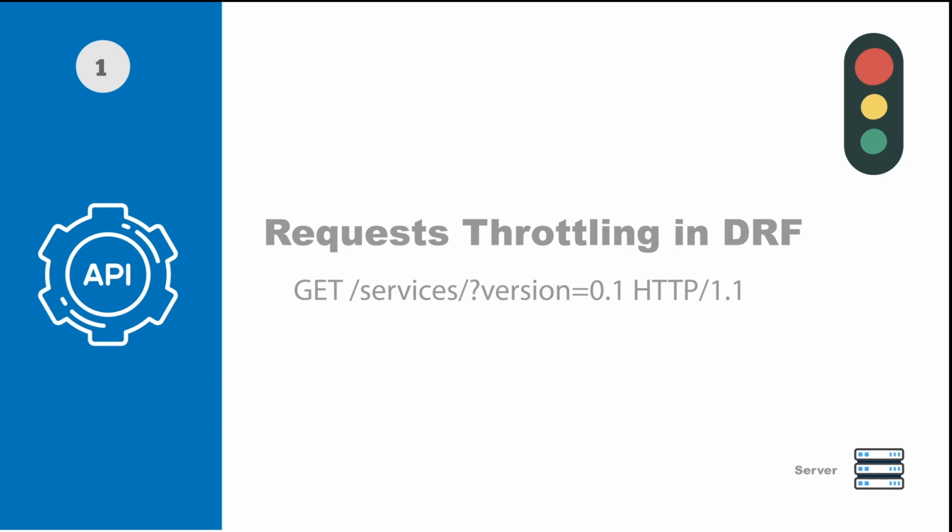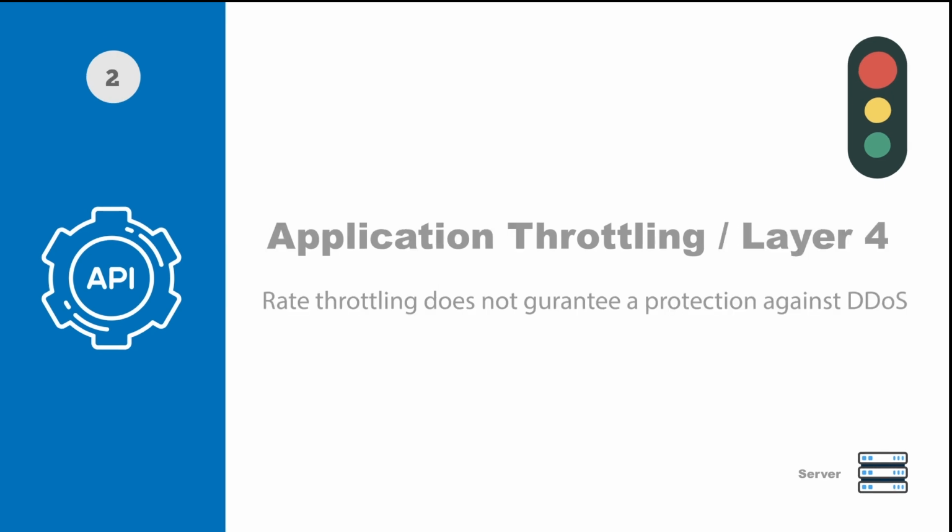Simply put, throttling works the same as permission, except when you throttle your request in Django, you are working on layer 4. The throttle in Django REST framework is on layer 4. It's not throttling on layer 2, which is the IP layer. So when you throttle your request in Django REST framework, it doesn't guarantee protection against a DDoS attack. DDoS stands for distributed denial of service, which happens in layer 2.